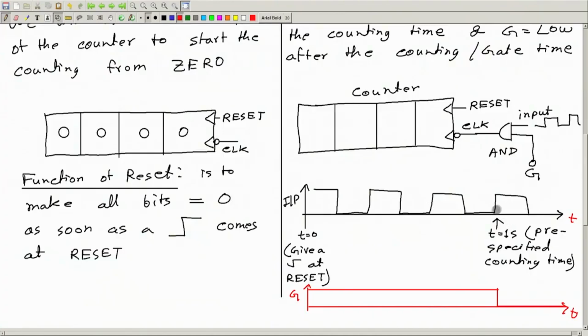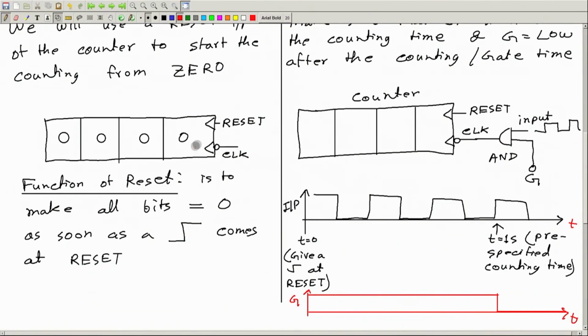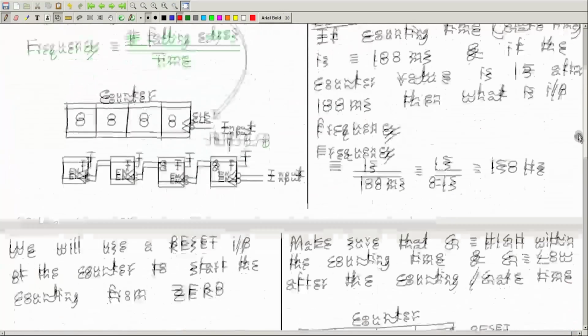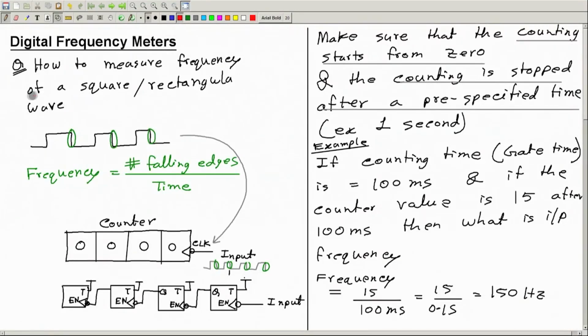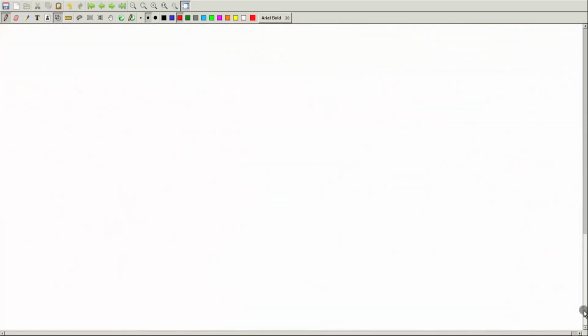So, in our last class, we have studied the digital frequency meter, which can measure the frequency of a square wave. The input was a square wave which was applied to the clock input of a counter. That is how it works. So, that was measuring the frequency of a square or rectangular wave. Now, let us ask a more general question.